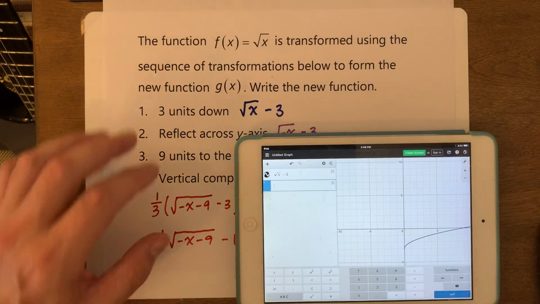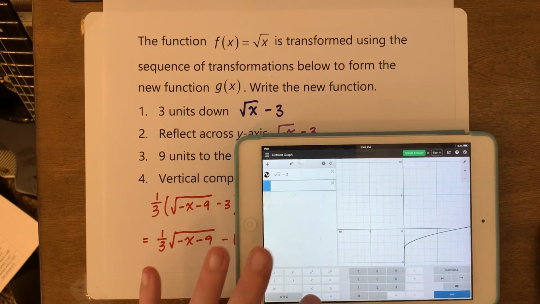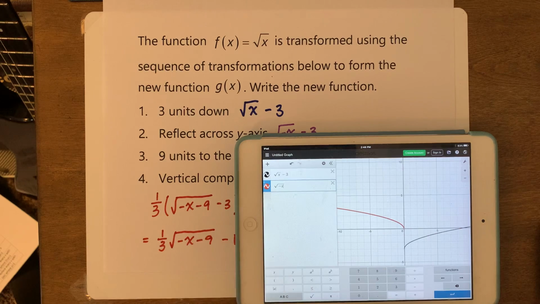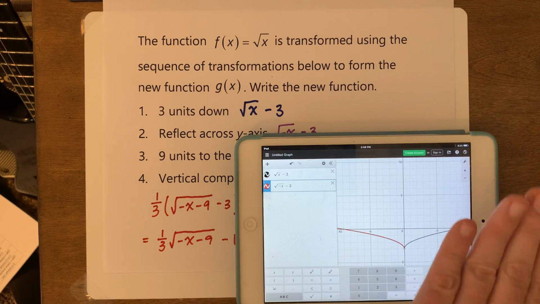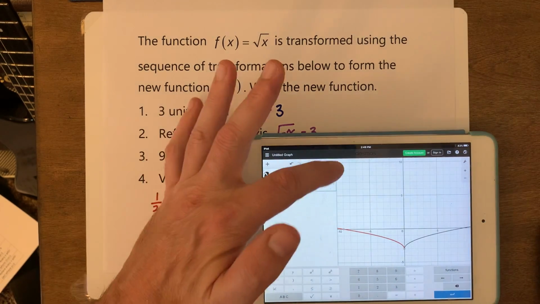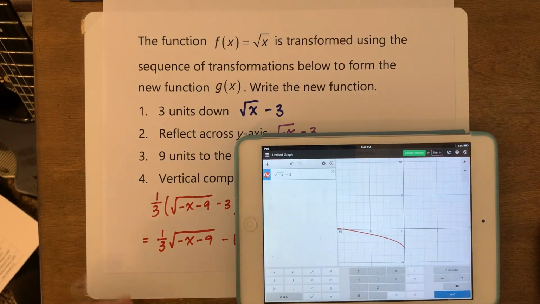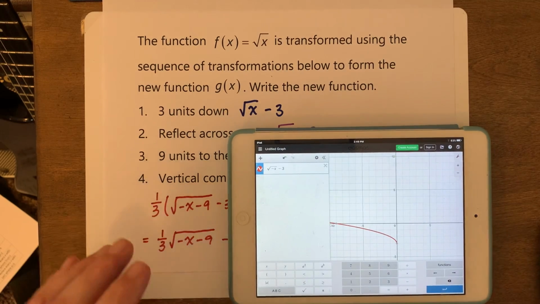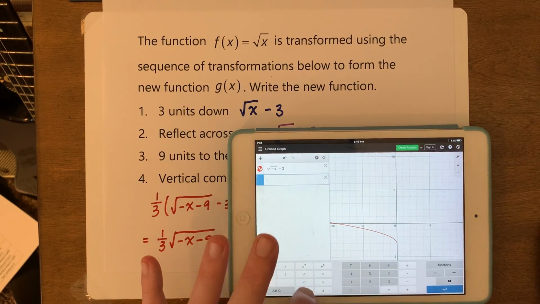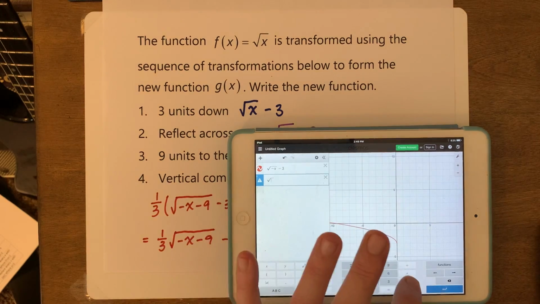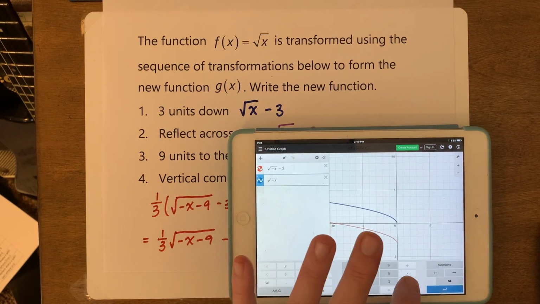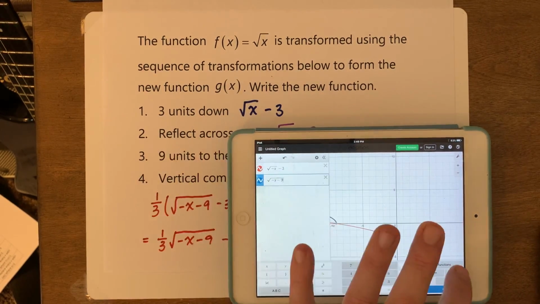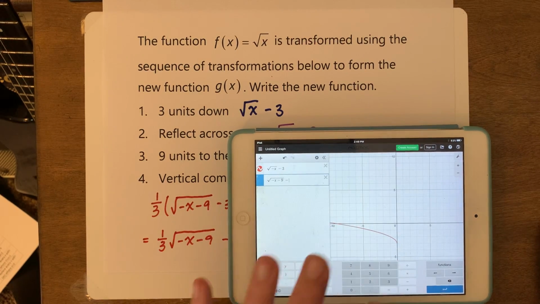Okay, now we want to reflect across the y-axis. So square root of negative x, arrow over, and then minus 3. So it does reflect it across the y-axis. So get rid of that one. Okay, 9 units to the, and it did say right, so now we want 9 units to the right. So here we go, negative x, and then we said minus 9, arrow over, then minus 3.